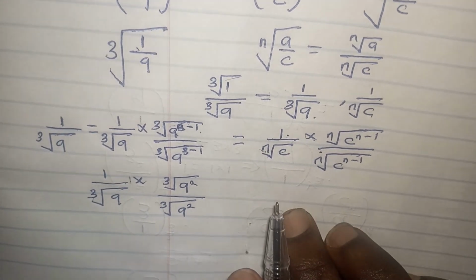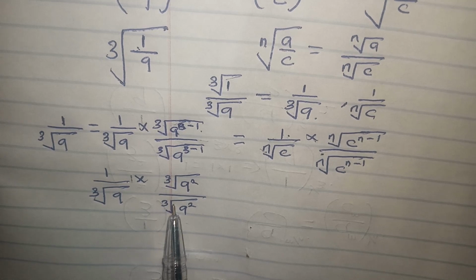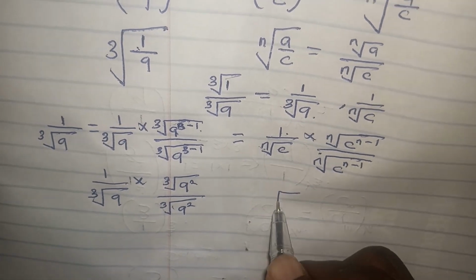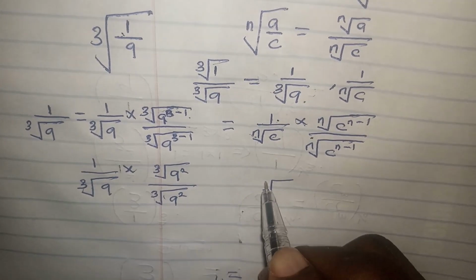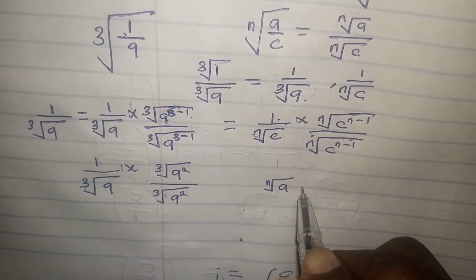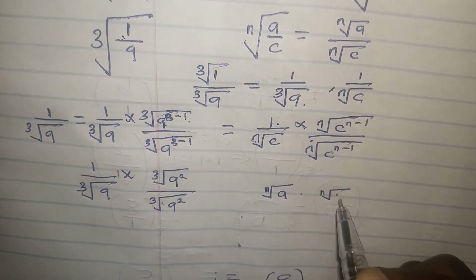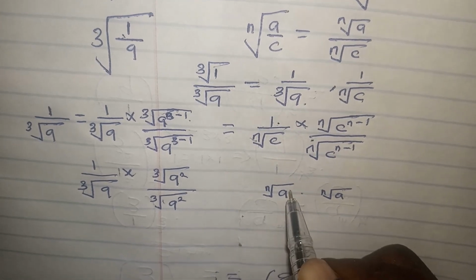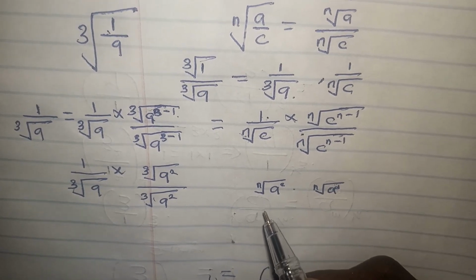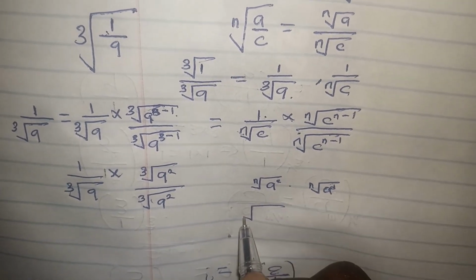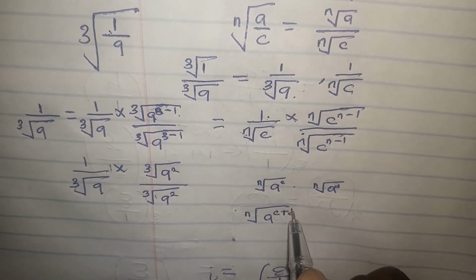Okay, so we've done this. From here at this denominator, we are going to apply another rule, which says if you're having the nth root of a to the power of c times the nth root of a to the power of d, and we apply the rule, we are going to have the whole of the nth root of a to the power of c plus d.